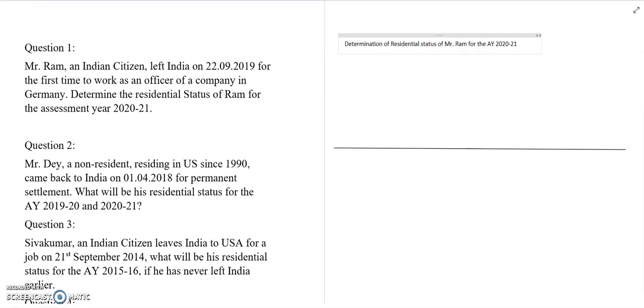Now come to the lower part of your page, that means your working note, and give here two headings, basic conditions and additional conditions. Just like this, give two headings in the lower part of your page. Then the next thing that you have to do is note down the assessment year and the previous year. In this case, the assessment year is 2021 and the previous year is 1920.